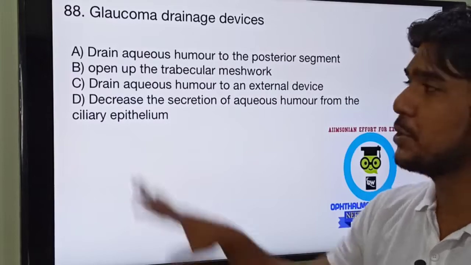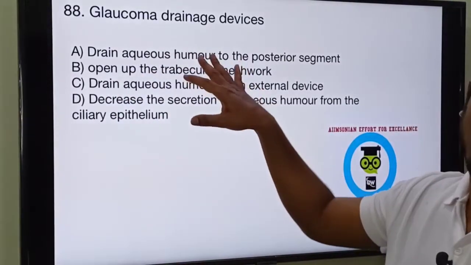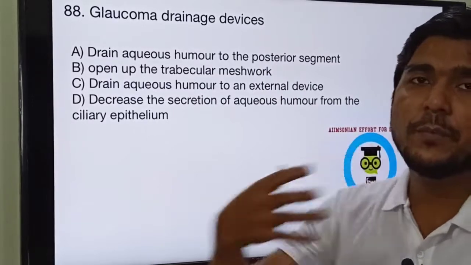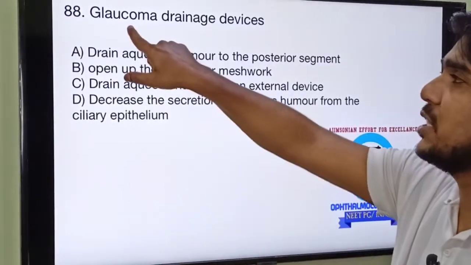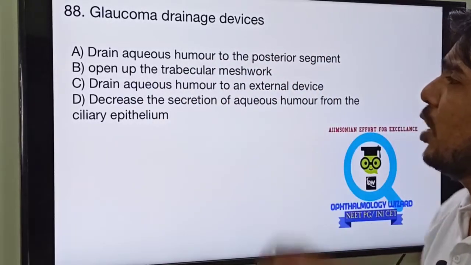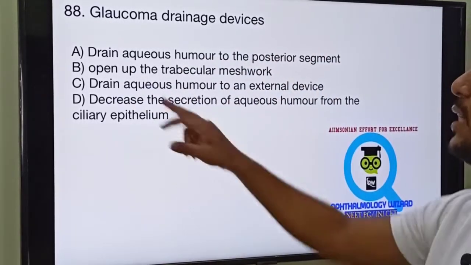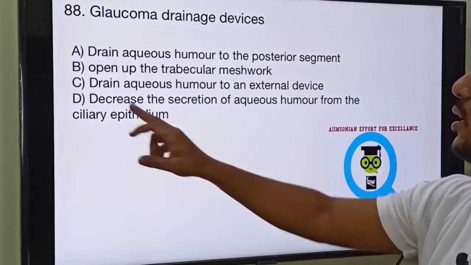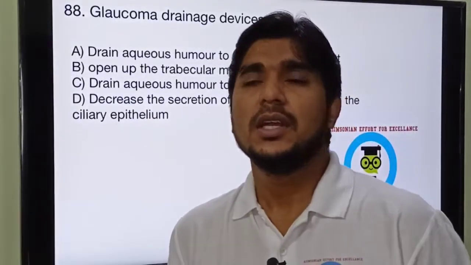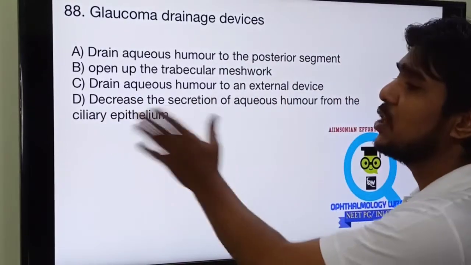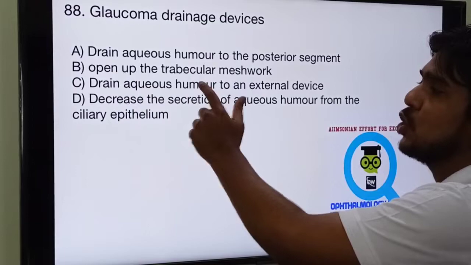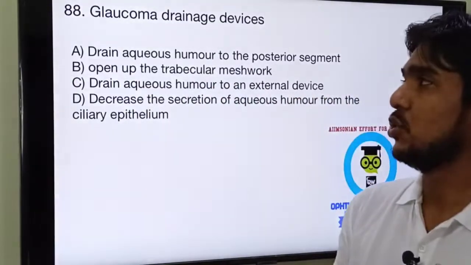Absolutely absurd option. There is no point in taking it from the front to the back. You have to give a proper channel, and that is the function of a glaucoma drainage device. Open up the trabecular meshwork? No. It drains the aqueous humor to an external device. Decrease the secretion of aqueous humor? That is the function of anti-glaucoma drugs. So the answer is drain the aqueous humor to an external device.